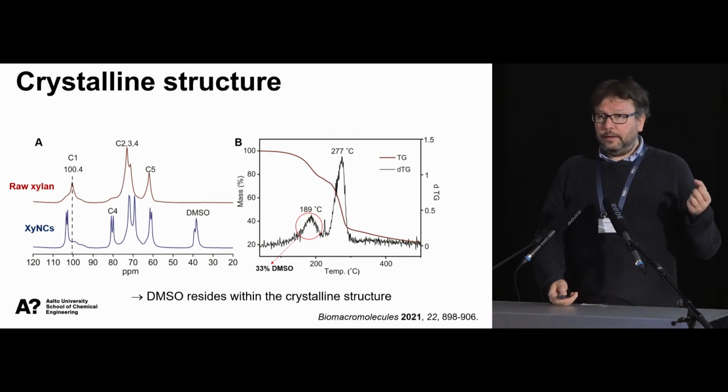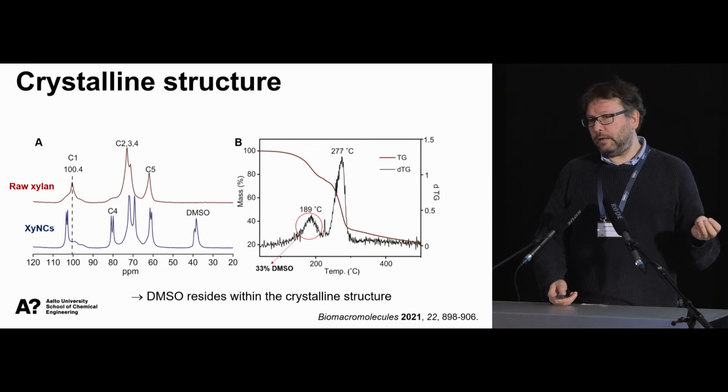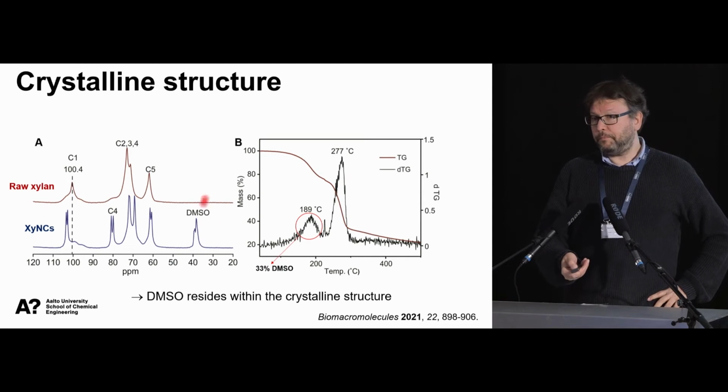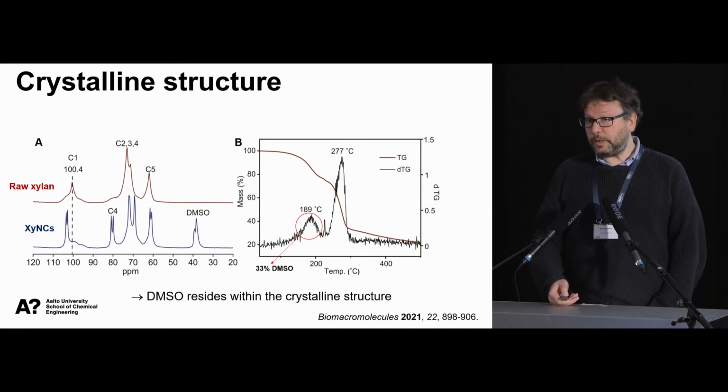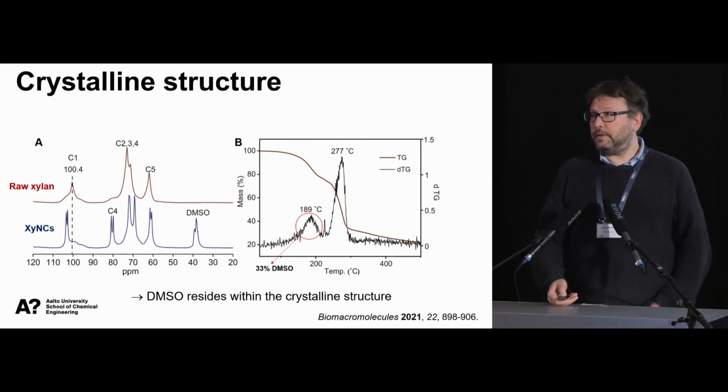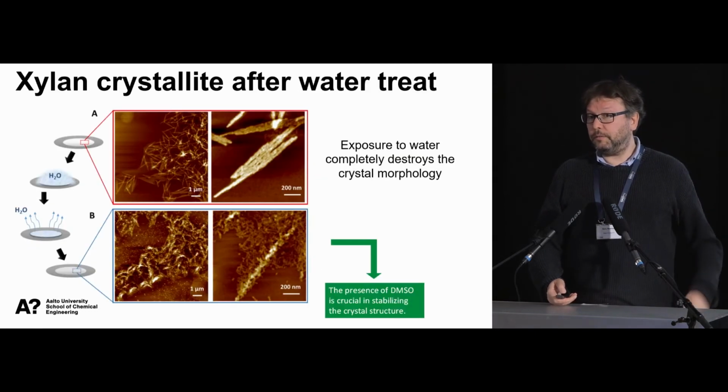And we started to look a little bit more at what these nanocrystals consist of, and we did, obviously, solid-state NMR. We did a very simple thing, and we noticed the DMSO peak there. Then we did TGA, thermogravimetric analysis, and we saw a peak at 189 degrees, which is the boiling point of DMSO. So obviously DMSO plays a role in the structure, right?